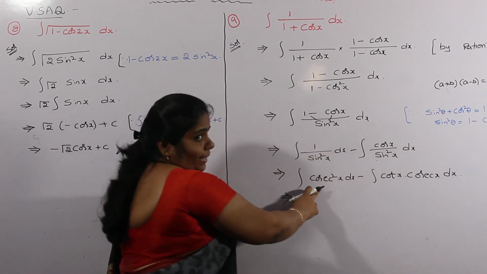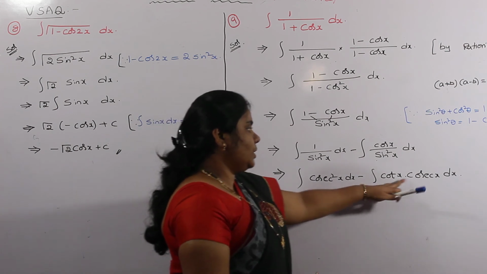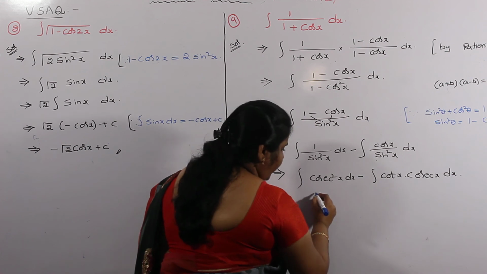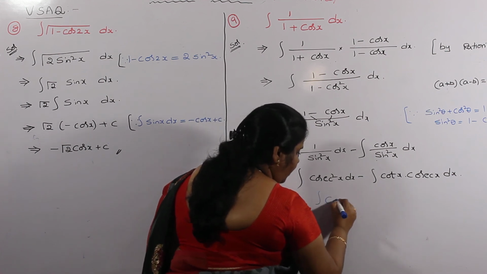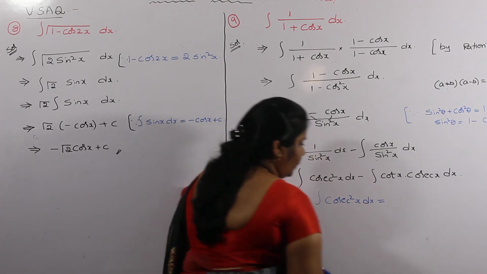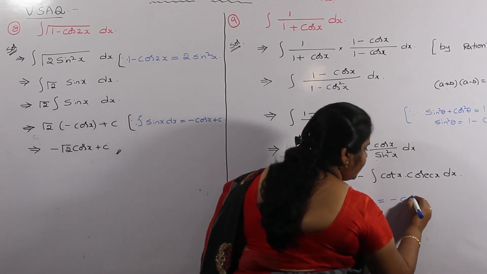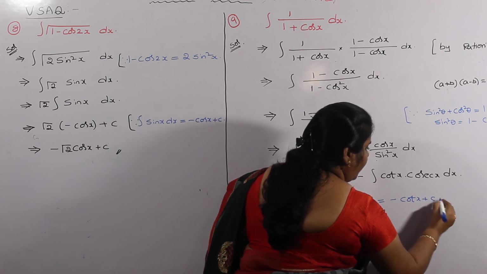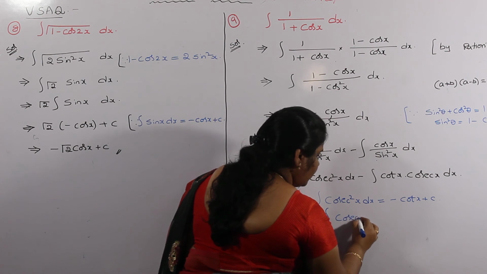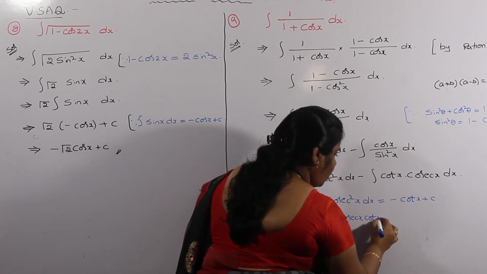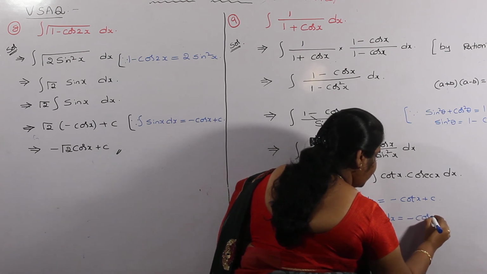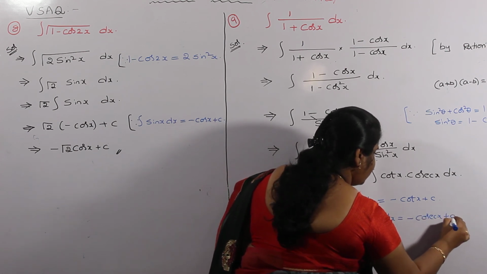Integral of cosecant square x minus cot x into cosecant x. I am writing the formulas first. Integral of cosecant square x dx is equal to minus cot x plus c, and integral of cosecant x into cot x dx is equal to minus cosecant x plus c.